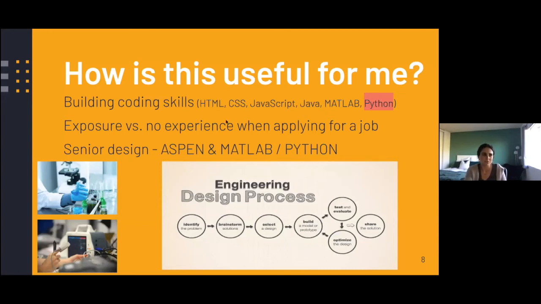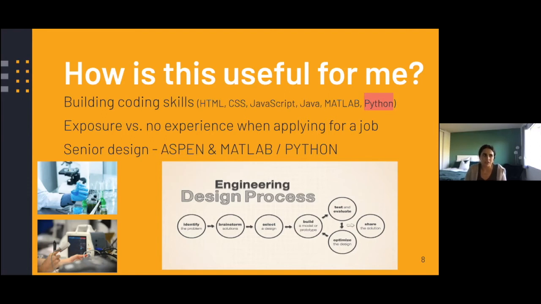Starting in high school and throughout college, I was either self-taught or part of summer programs where I learned how to code. Python is just one more coding skill that I will be adding after this project. Again, exposure is way better than having no experience in Python when applying for a job.